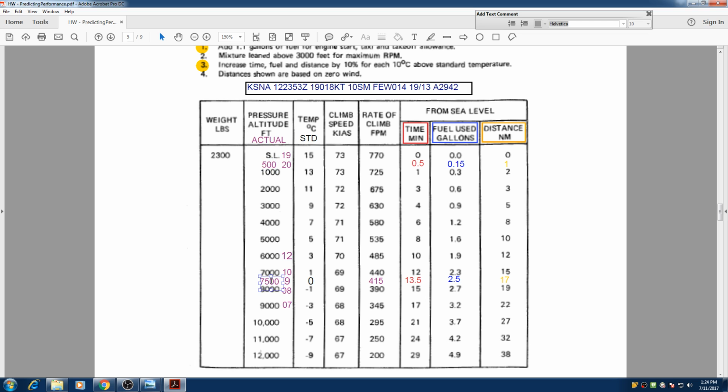So we had to only look at 7500 right here between these two numbers, and we write it down right here, and the values that are important for us are time, fuel and distance. And we look at straight right there between 15 and 12, it's going to be 13.5. Between 2.7 and 2.3, it's 2.5 as far as the fuel. And for distance it's between 19 nautical miles and 15 nautical miles, which is 17.